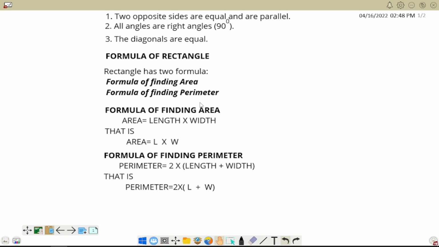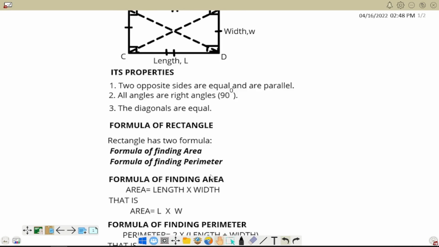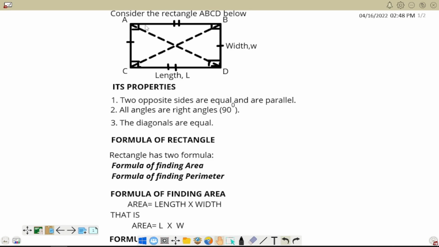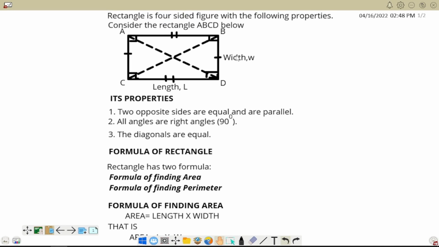That is the formula of finding perimeter. And from the figure here we have seen, in order to get the perimeter of this rectangle, you have to take this length, add this width, and then multiply by 2. Why multiply by 2? Because this width and this width are the same, and this length and this length are the same. So in order to make it simple, we take length plus width, and then we multiply by 2.